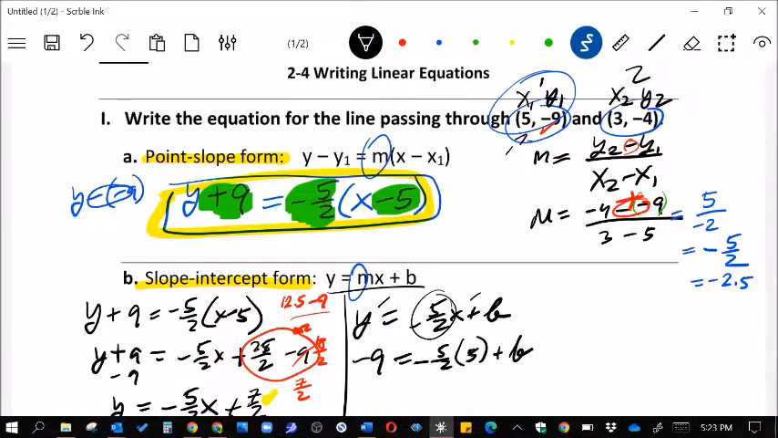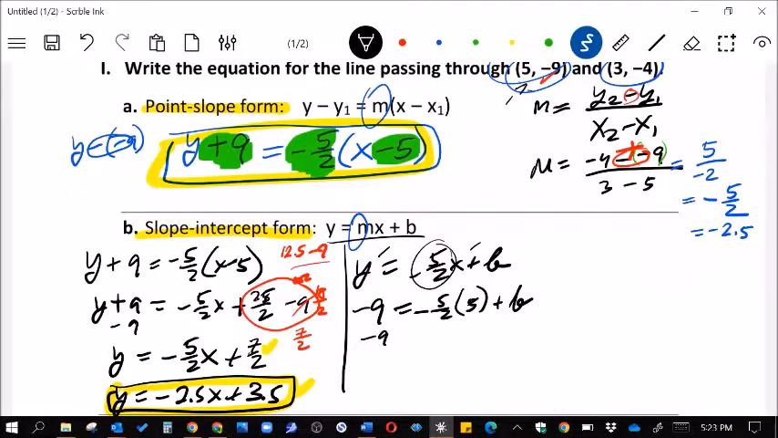Plus b. Now we just solve this out. Okay, -9 equals -25/2 plus b. Add 25/2, and we get 25/2 minus 9 equals b. Oh, I think we've seen that before.